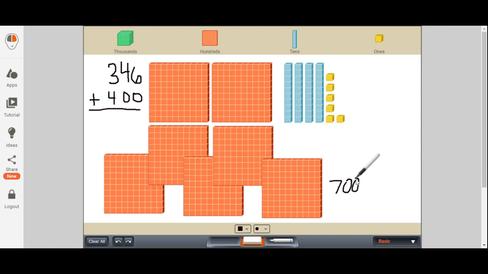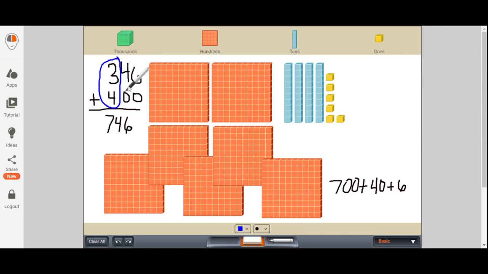And then let's go ahead and count my tens and then my ones. I have 10, 20, 30, 40 because that number stayed the same. I still just had 40 and then I still have 6 ones. When I put that together, that makes 746.